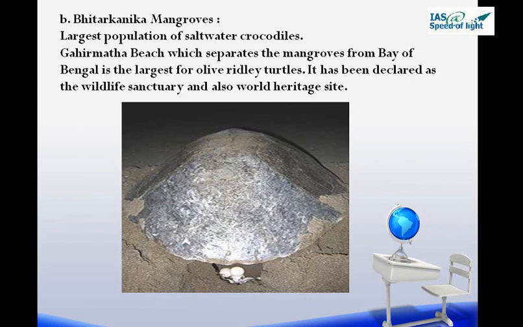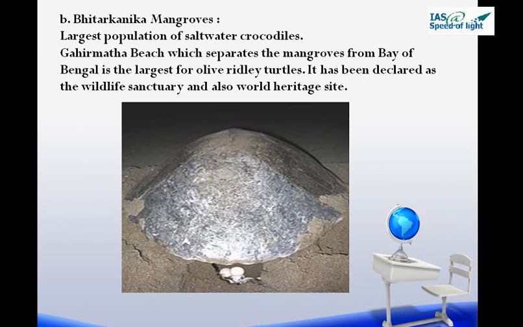This is another very important mangrove. We will talk about what a mangrove is when we see the biodiversity part. Bhitarkanika mangroves. It has the largest population of saltwater crocodile, and this is also in Odisha. And Gahirmatha Beach, which separates the mangroves from the Bay of Bengal, is the largest site for olive-ridley turtles. It has been declared as a wildlife sanctuary and also as a world heritage site.